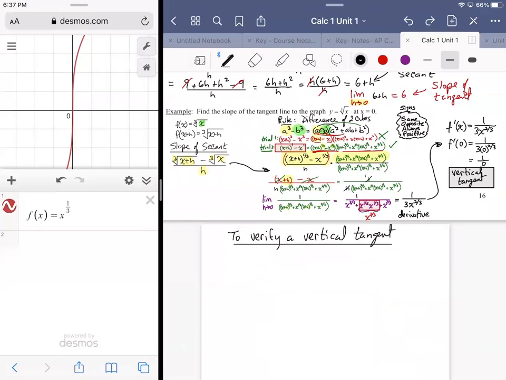So anyway, to verify a vertical tangent, what we do is first, why am I writing first? I don't know. Sometimes I get in my own head. So the first thing you're going to do is find the derivative at the point. So whatever it is, f prime of a, that should be equal to undefined.